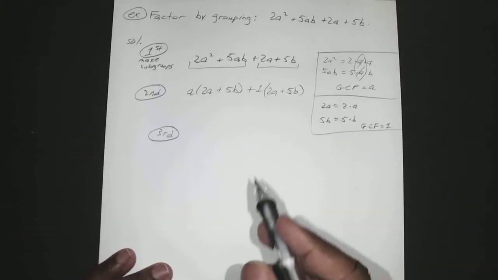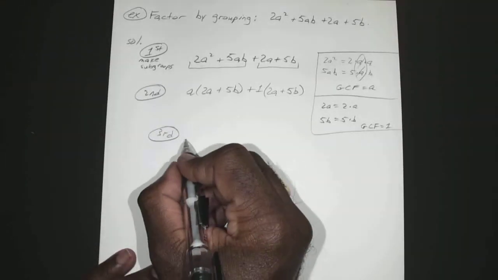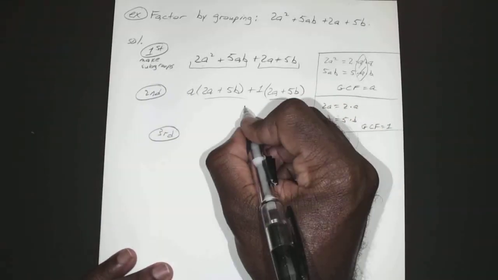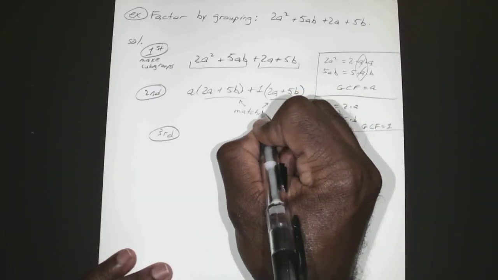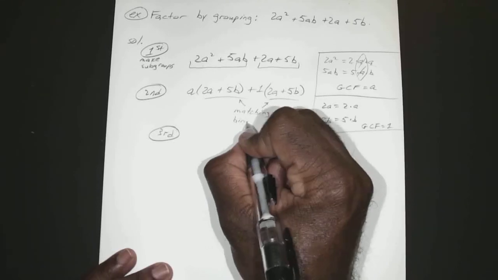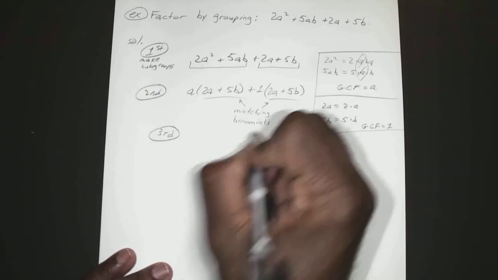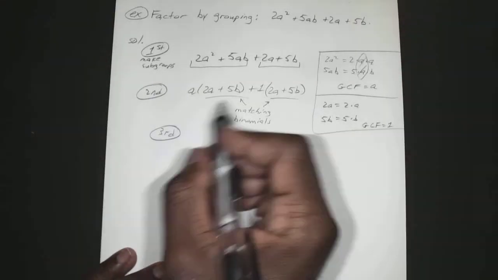Okay, which brings you to a third step. We just go ahead and factor that out, since we have our matching binomials. Okay, so we go ahead and factor that.